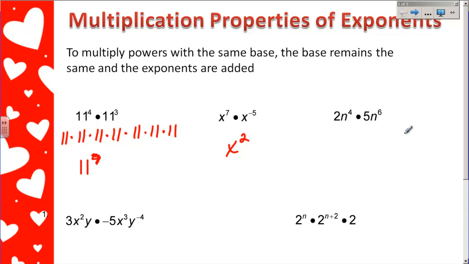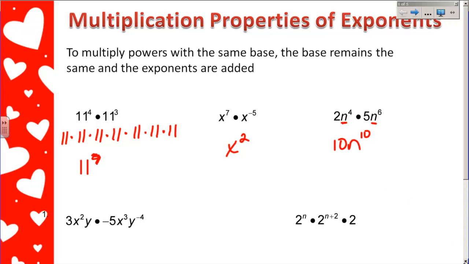Now, in this next problem, my bases are the same in that they both have an n, but the n's have coefficients in front of them. When you come across a problem like this, you keep the n, but you have to multiply the coefficients, the big numbers in front. So I multiply 2 times 5, which is 10, and then I add the exponents. So you multiply big numbers, add little numbers. 4 plus 6 is 10. So that comes out to 10 n to the 10th. The base is the n. The 2 and the 5 are coefficients I multiply. The 4 and the 6 I have to add.